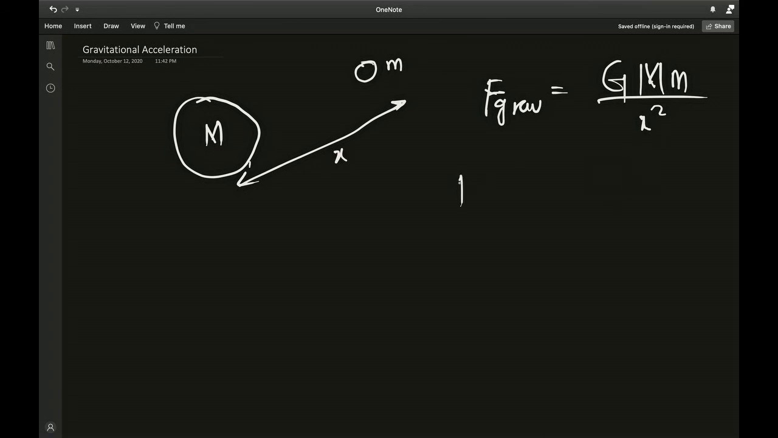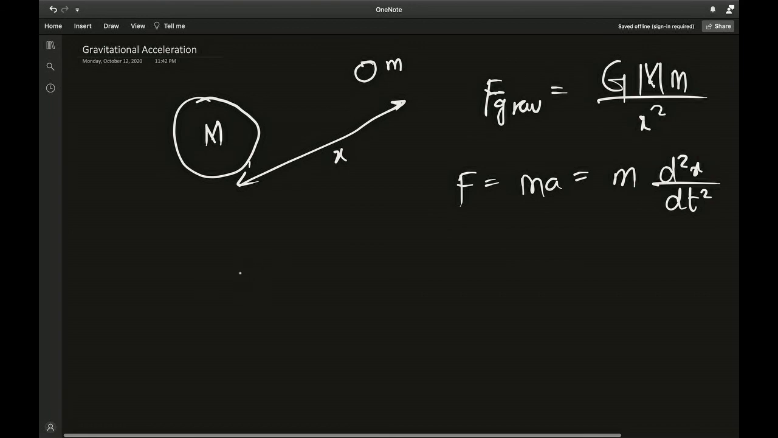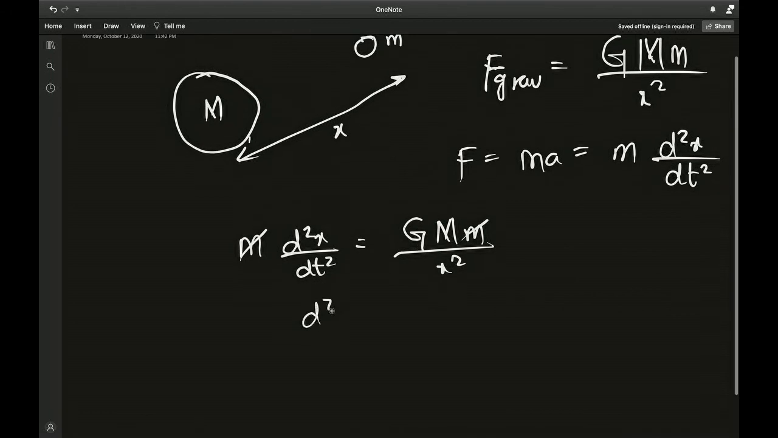And if we equate that to Newton's second law equation, F is equal to ma. Now acceleration is the second derivative of displacement with respect to time. And if we equate both of them, m times the second derivative of x with respect to time is equal to G times capital M small m over x squared. The small m will cancel off, giving the second derivative of x with respect to time is just GM over x squared.